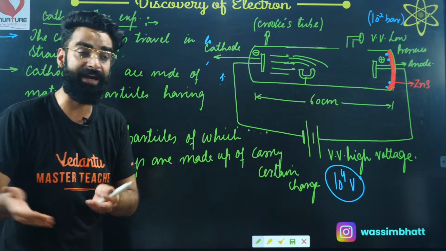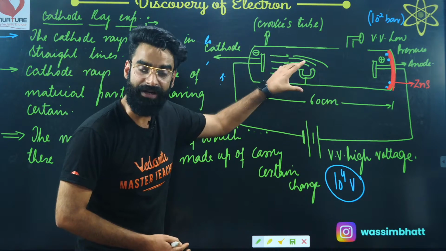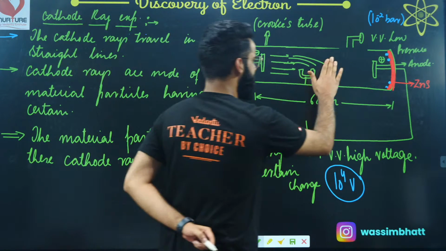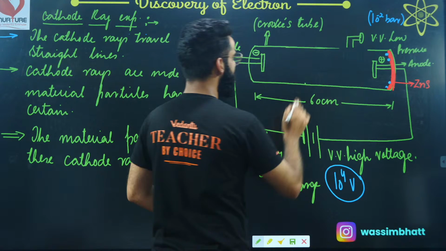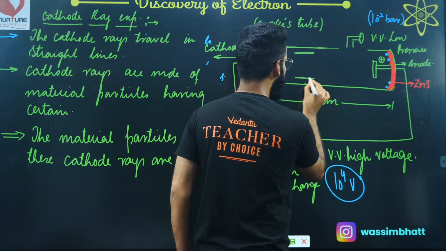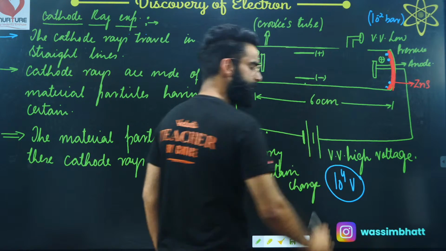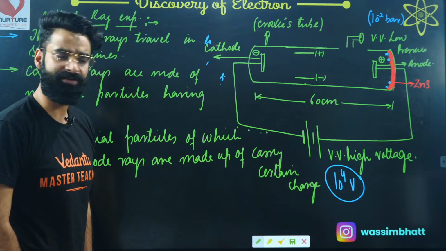Now it was time to check whether the charge carried by the material particles of the cathode rays is positive or negative. For that purpose, what he did was, have a look. He kept 2 plates over here, one plate carrying a positive charge, one plate carrying a negative charge, right? We know unlike charges attract each other.